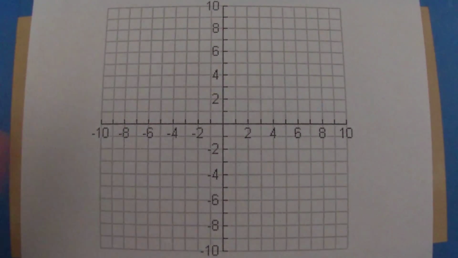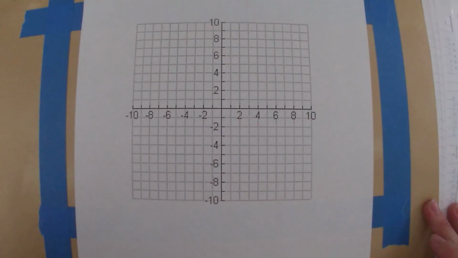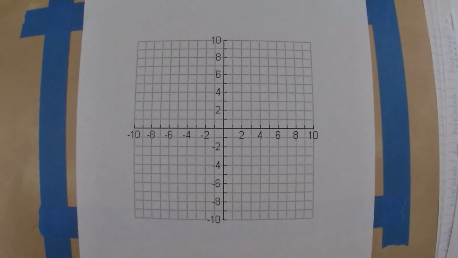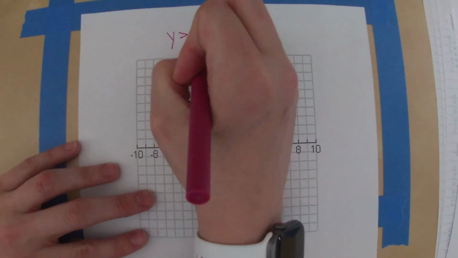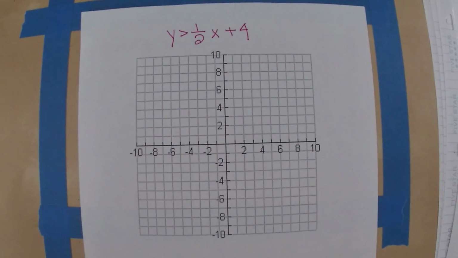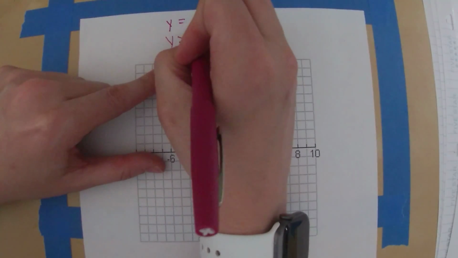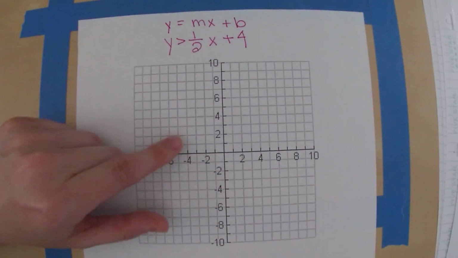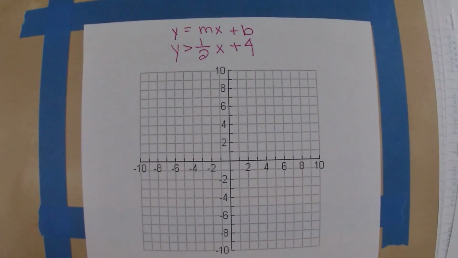Let me back out my camera a little bit so we have some more space. Okay, so let's say I want to graph y is greater than 1/2 x plus 4. We are going to graph this with the exact same graphing rules that we have been using. This looks exactly like y equals mx plus b. The only difference now is that instead of an equal sign, we have an inequality sign. However, the graphing rules aren't any different.